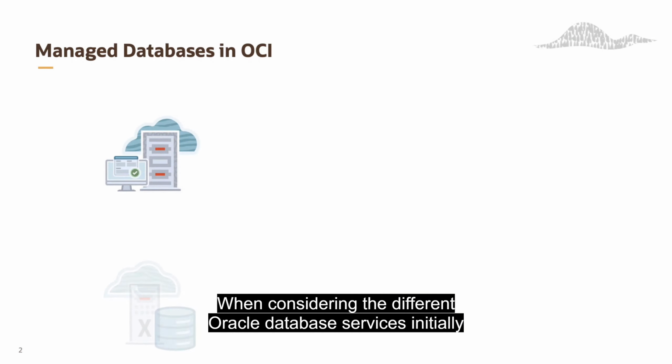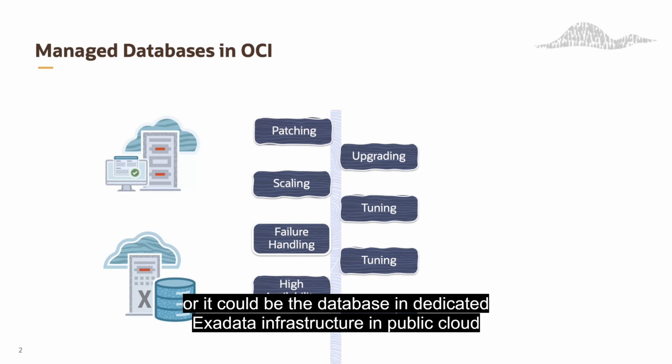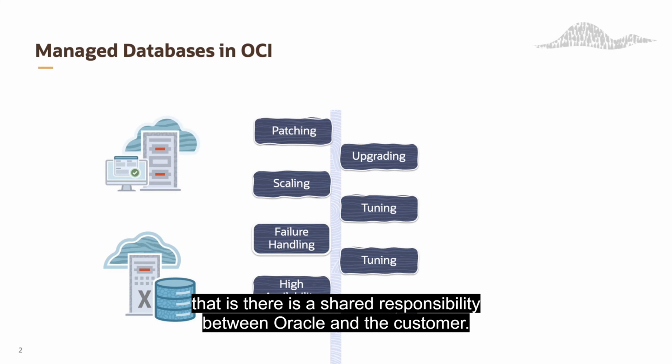When considering the different Oracle database services initially available with OCI database service, they would include VM or bare metal based database systems, or the database in dedicated Exadata infrastructure in public cloud or cloud at customer. They were semi-managed database services, that is, there is a shared responsibility between Oracle and the customer.